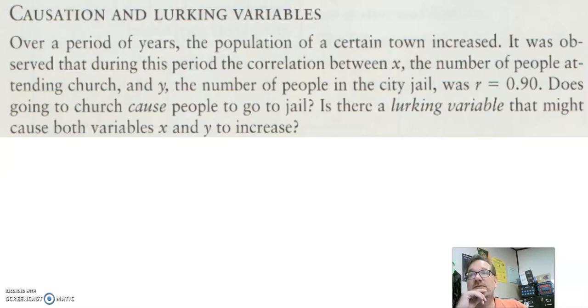Over a period of years, the population of a certain town increased. It was observed that during this period, the correlation between X, the number of people attending church, and Y, the number of people in jail, was 0.9. Okay, so does attending church and going to jail, is there a correlation between those two? Even though the data suggests there is, 0.9, not really. There's a lurking variable involved here that explains why the number of people going to church and people going to jail has gone up. There's an unknown value going on because traditionally they don't have anything to do with each other. All right.